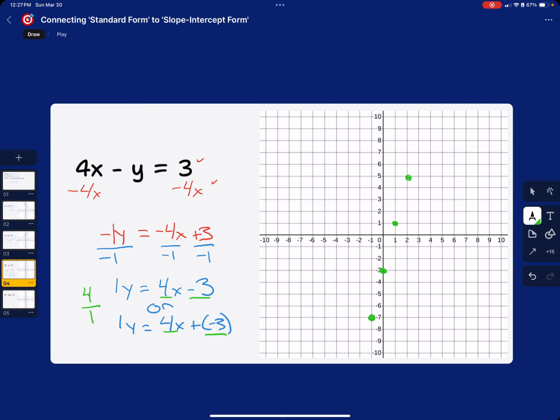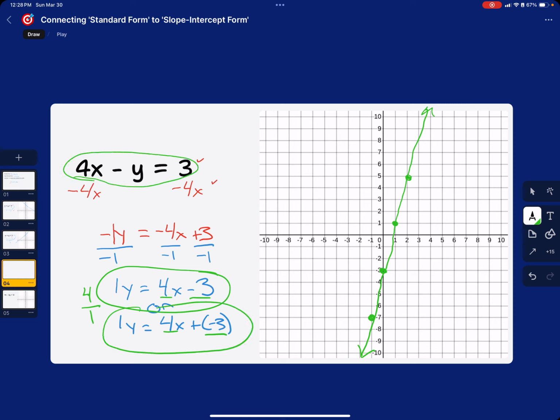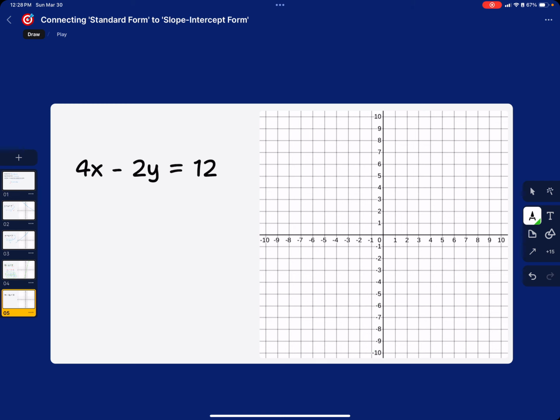And as we can see, our points form a nice linear relationship. Let's draw a big explosive line. And here is our graph. So again, this graph is for the equation y equals 4x minus 3, y equals 4x plus negative 3, and it's also 4x minus y equals 3, also the standard form of our equation. Okay, let's take a look at our last example.